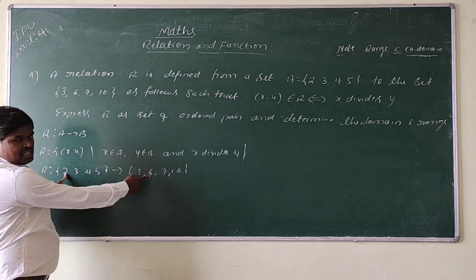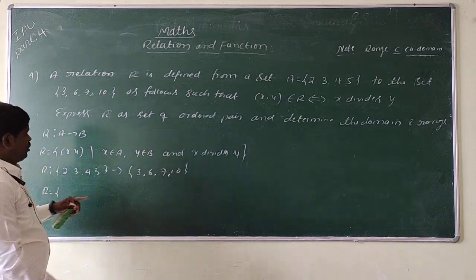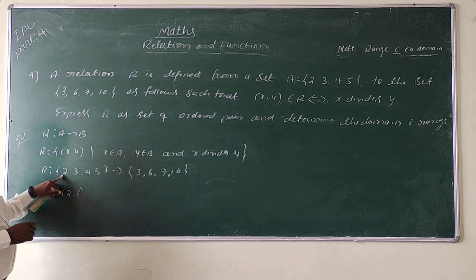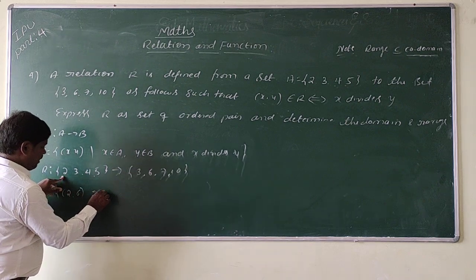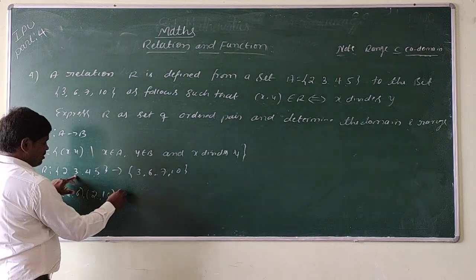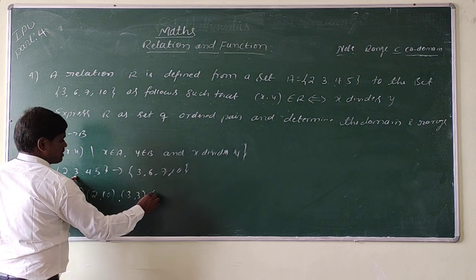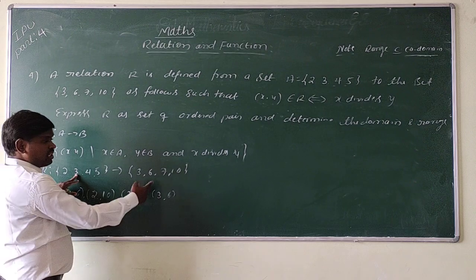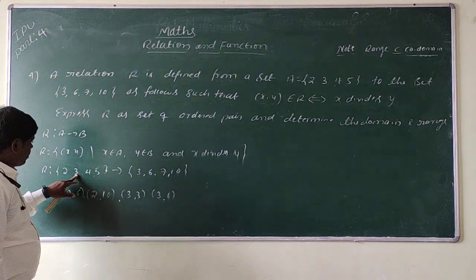So 2 divides 6. Yes. The first element belongs to A, the second element belongs to B, and 2 divides 6. Therefore (2, 6) belongs to the relation R. Similarly, 2 divides 7? No. 2 divides 10? True. That is (2, 10) belongs to the relation R. Similarly, 3 divides 3. Yes. 3 divides 6. Yes, so (3, 6) belongs to R. 3 does not divide 7. 3 does not divide 10. So they do not belong to the relation R.